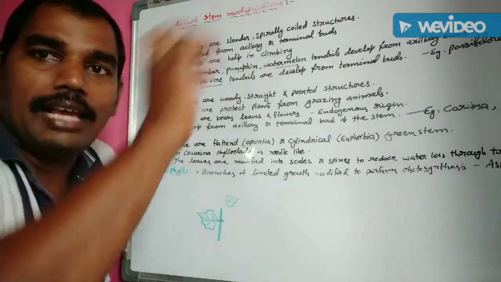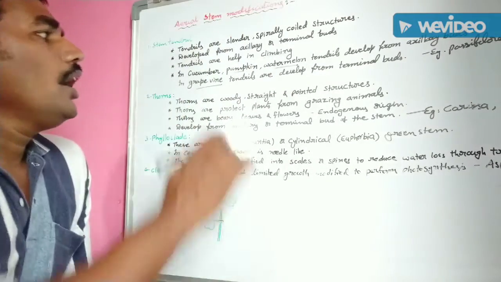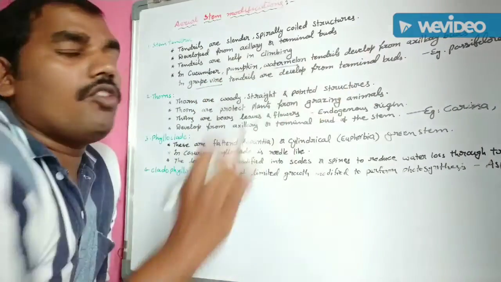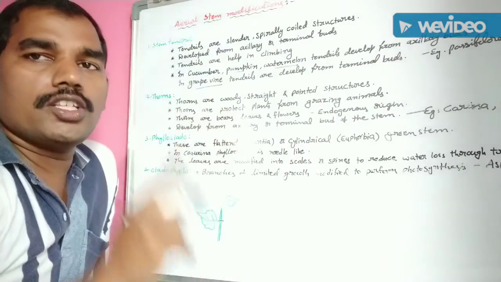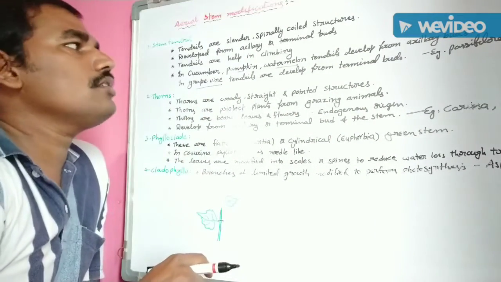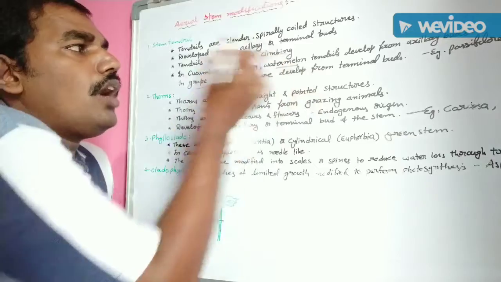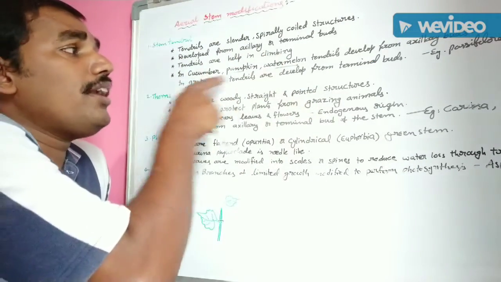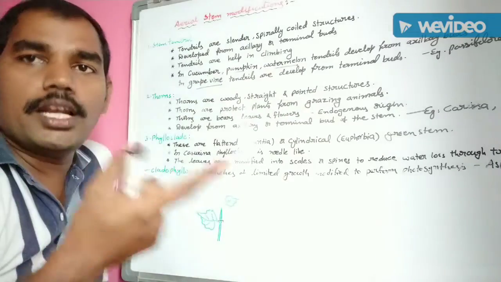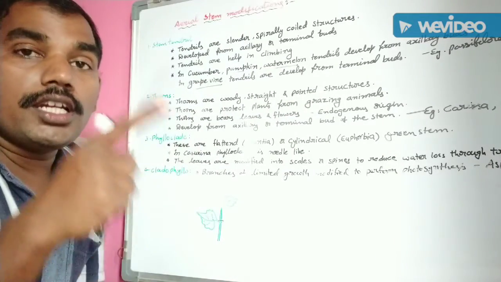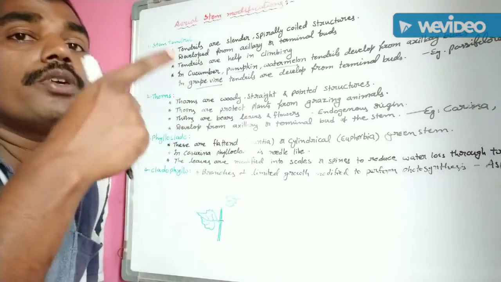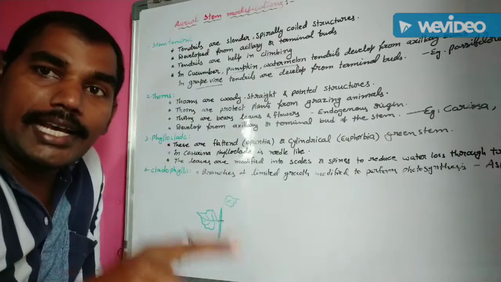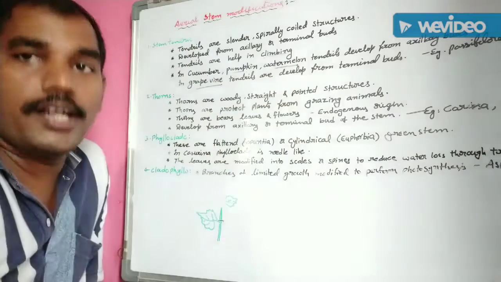Because of this reason, the tendrils develop from either axillary bud or terminal bud, helpful for climbing. In cucumber, pumpkin, watermelon, tendrils develop from axillary bud. It is a very, very important variation. In grapevine, tendrils develop from terminal bud, but in cucumber, pumpkin, watermelon, the axillary bud develops into a tendril.